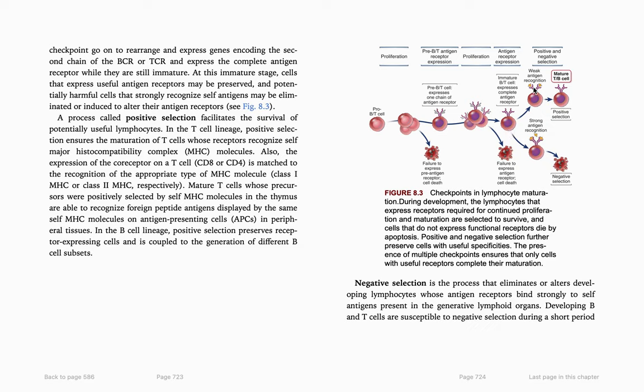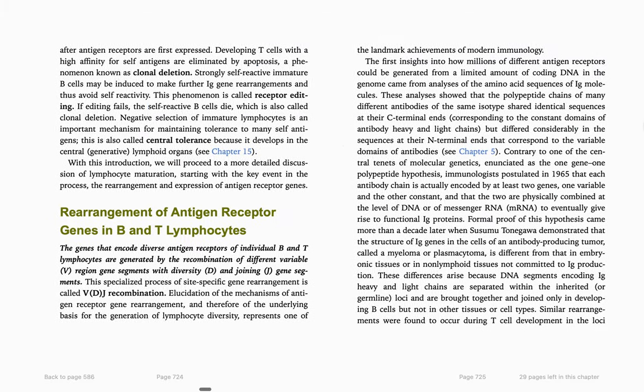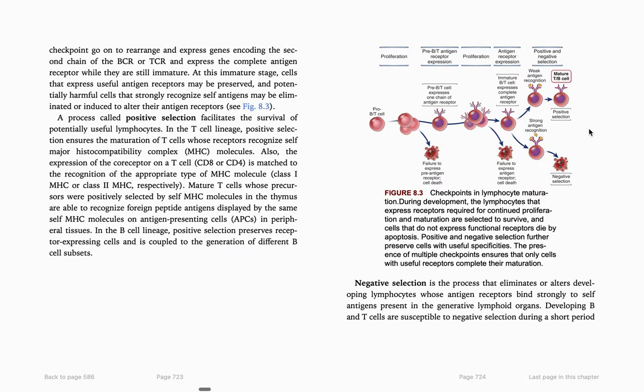If there is weak recognition, positive selection happens. If recognition is too strong, then negative selection takes place. So if it is weak antigen recognition, it is positively selected. Here we will speak later on positive and negative selection, and then you will understand.